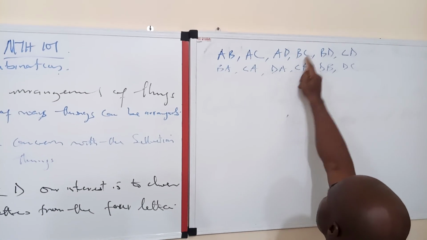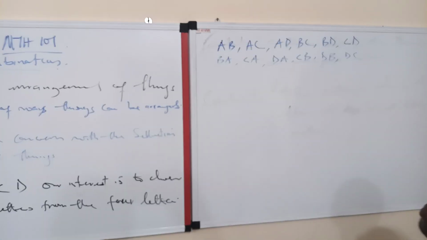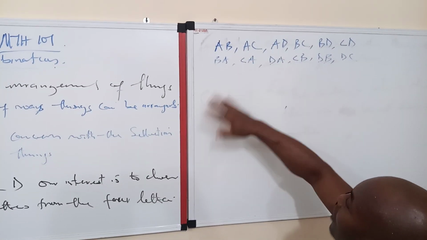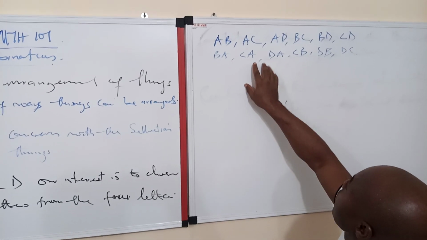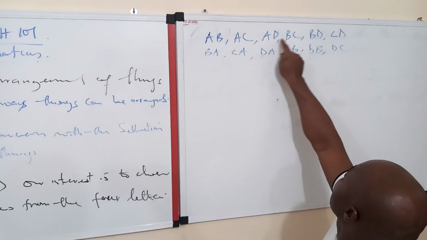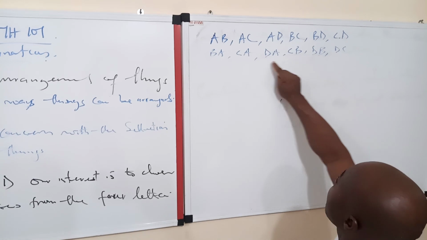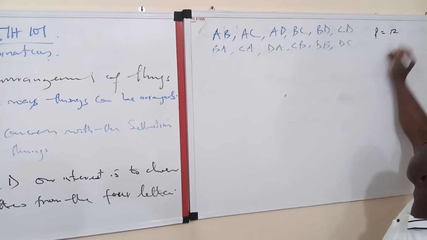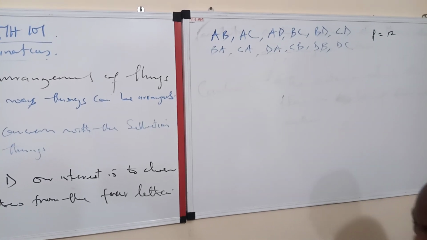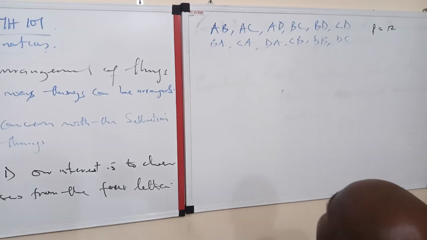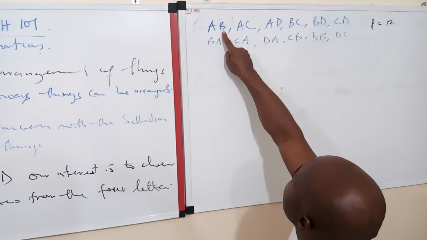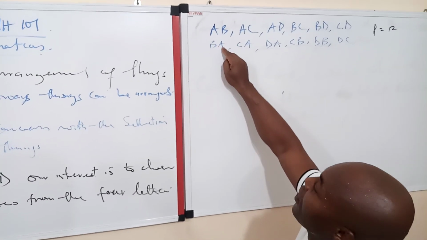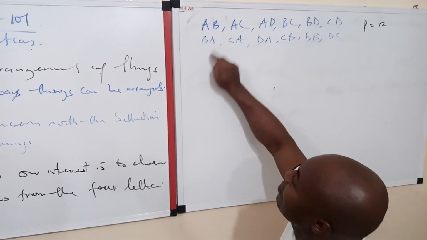All these ones are 2 different arrangements. So, in terms of selection, if our interest is to choose 2 letters out of the 4, then we have 1, 2, 3, 4, 5, 6, 7, 8, 9, 10, 11, 12. We have 12 permutations. Whereas for combination, you can see that in this and this, the items selected are the same. Even if the arrangement differs, the items are the same.